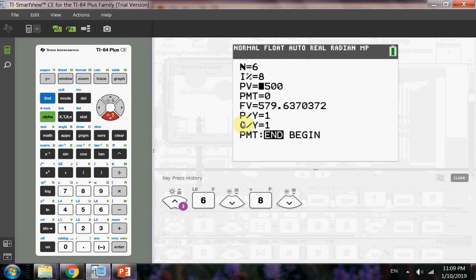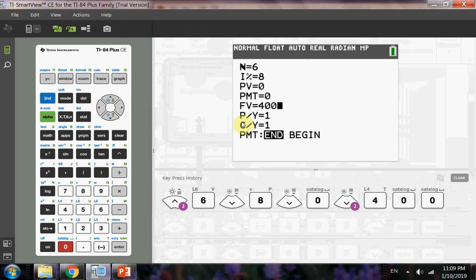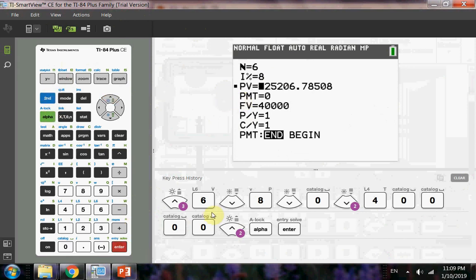You can leave it as it was, or you just put a 0, which reminds you to come back and solve. Your payment is 0, so you skip that. You want to have $40,000. Don't put a comma, just put a 4 and 4 zeros. Then you move back to present value. You hit alpha, enter, which is to solve. So that's your number, negative $25,206.79. That's pretty easy.